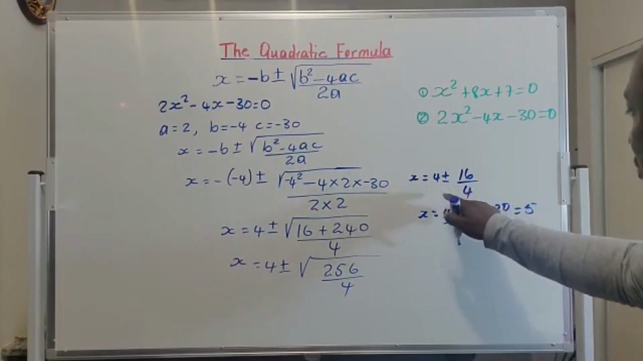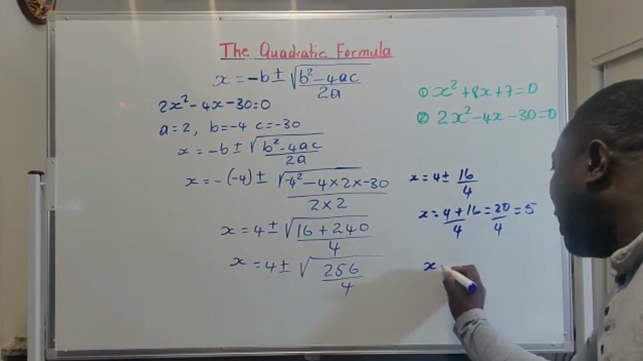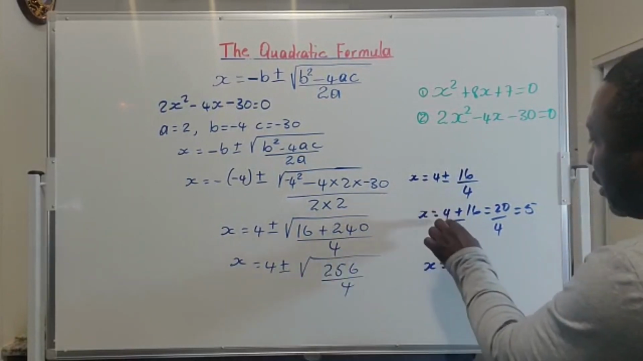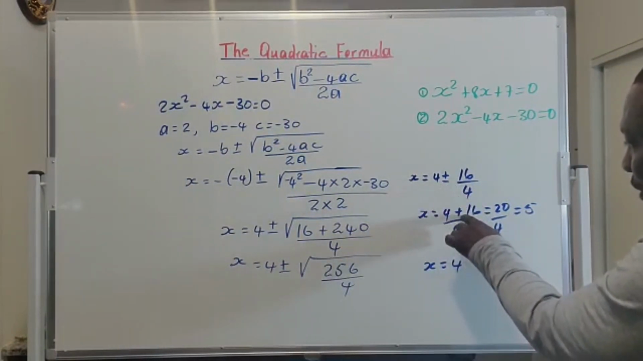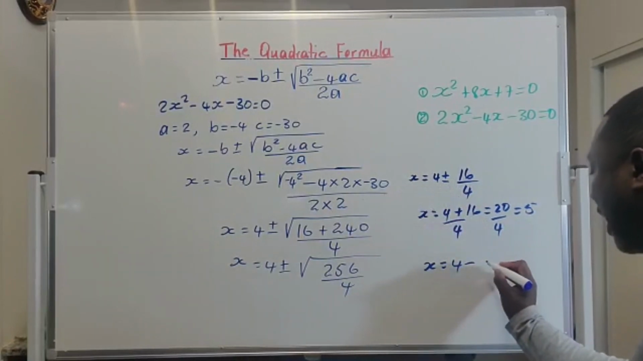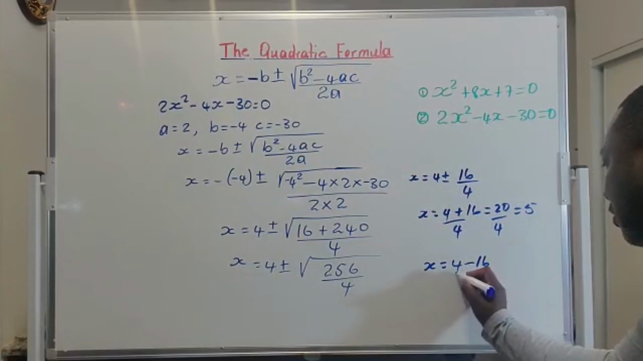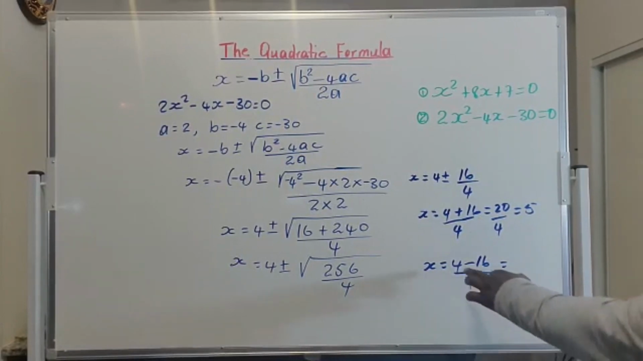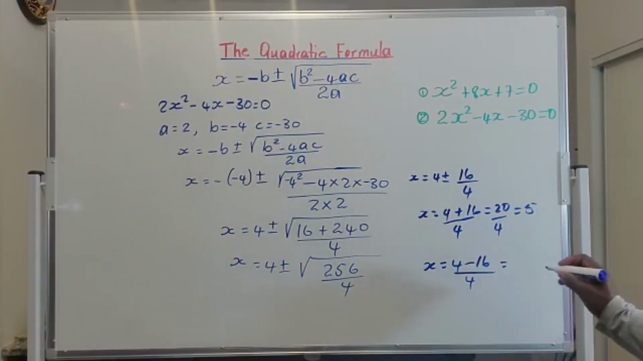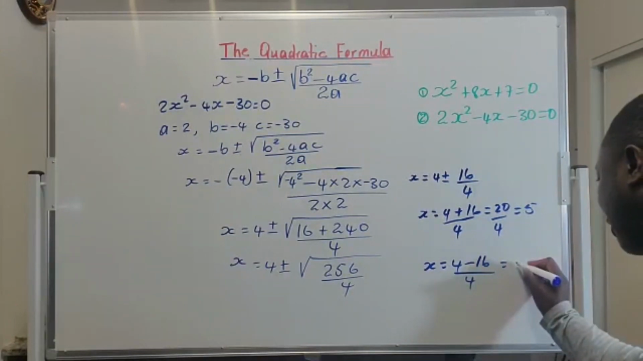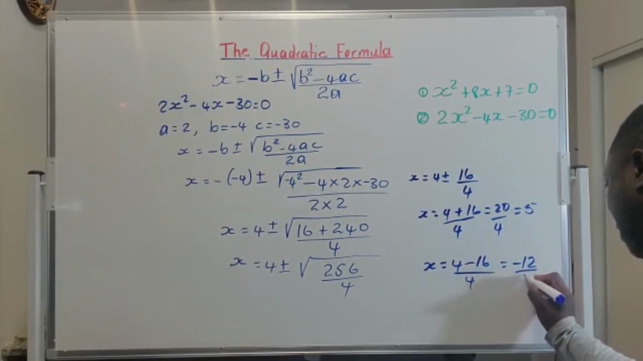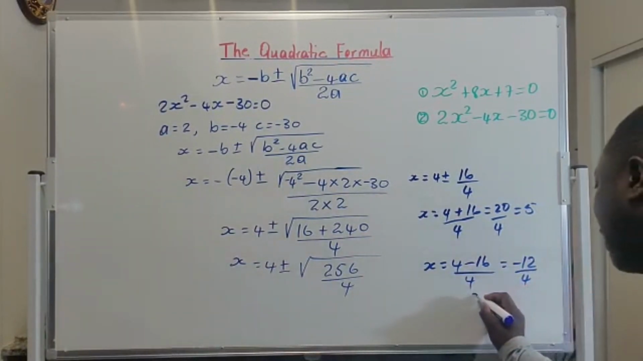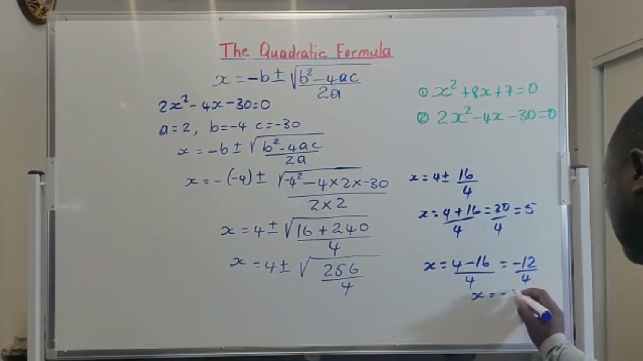Then, remember we have to work with the negative sign as well. X is equal to 4. Remember, I'm maintaining this 4, guys. Now I'm working with the negative sign. I've done with the positive sign. Now I'm taking the negative sign. Minus 16 all over denominator 4. 4 take 16 will give us negative 12. Am I correct? Negative 12 all over 4. I'm going to divide two unlike signs. I'll get a negative value. Therefore, x is equal to negative 3.